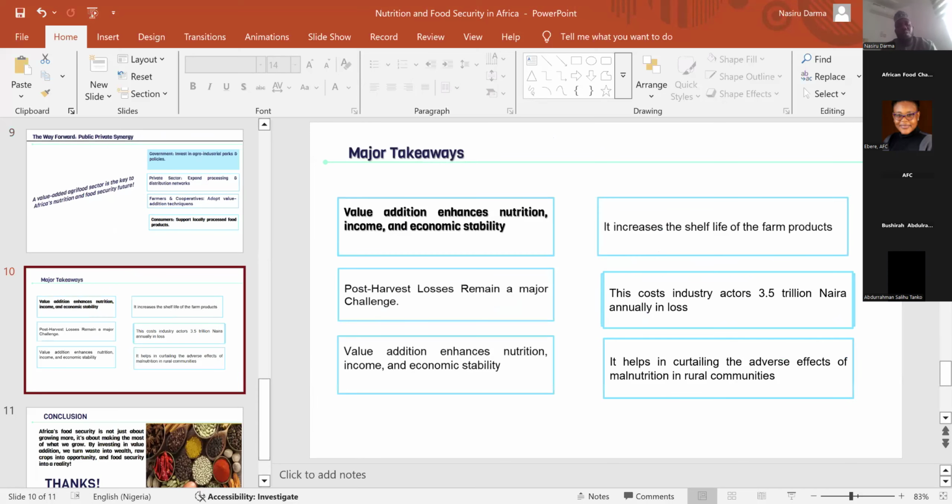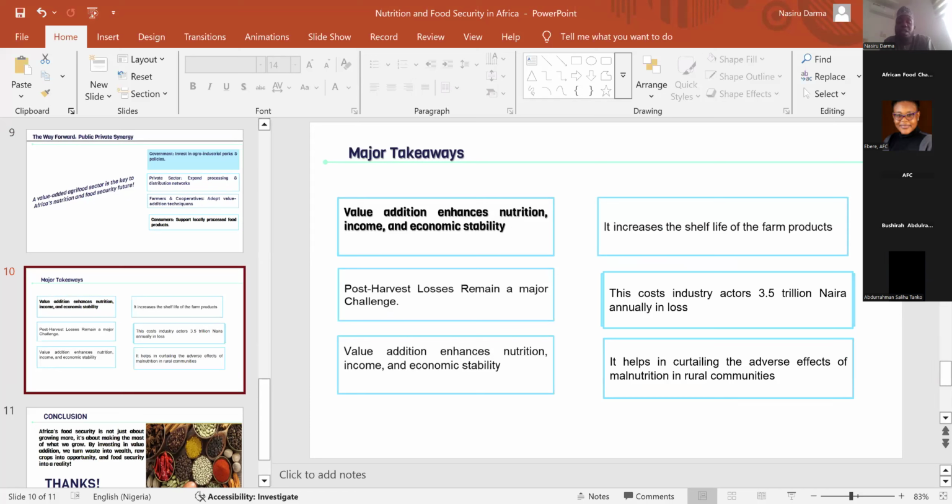So the major takeaways for me as a result of this: value addition enhances nutrition, income and economic stability in the continent because it increases the shelf life of the farm product. And also post-harvest losses remain a major challenge in the African continent because it costs the industry actors at least 3.5 trillion naira in Nigeria annually.